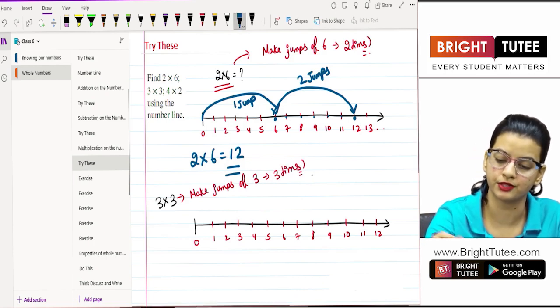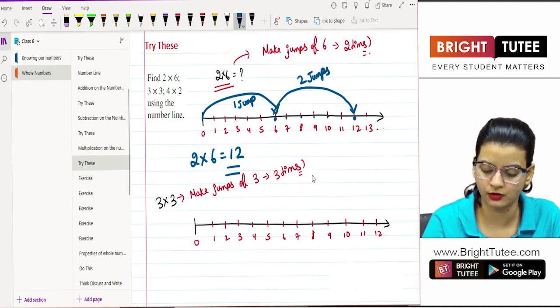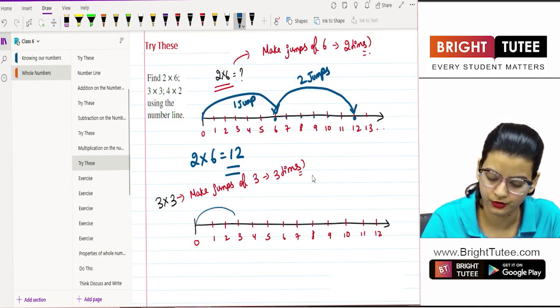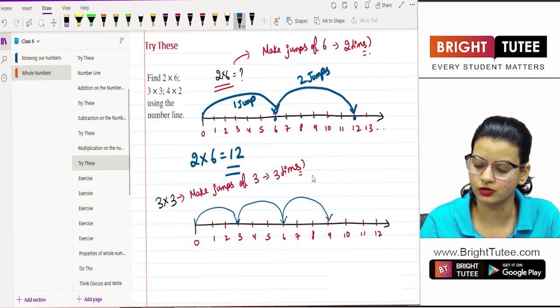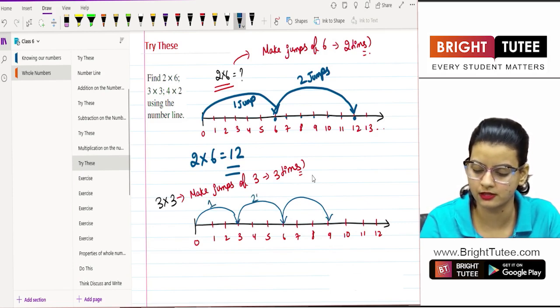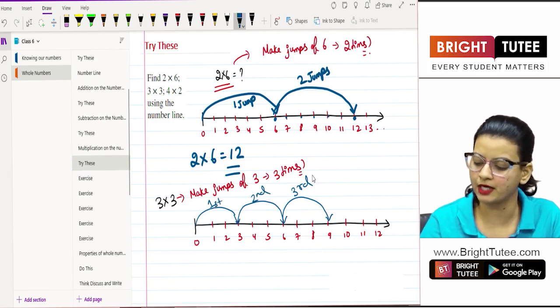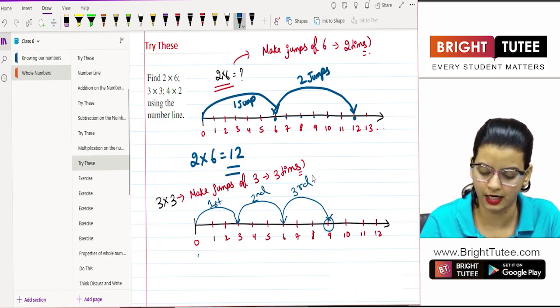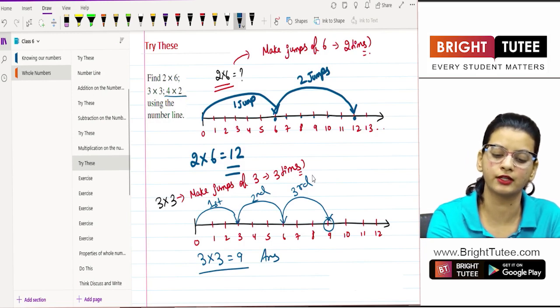Let's start with this. I will just choose a thinner nib of this pen. So first jump is from 0 to 3, second jump from 3 to 6, and third jump from 6 to 9. This is first, this is second, and this is my third jump. When I make my third jump, I reach 9. Therefore 3 into 3 equals 9. This is my answer.